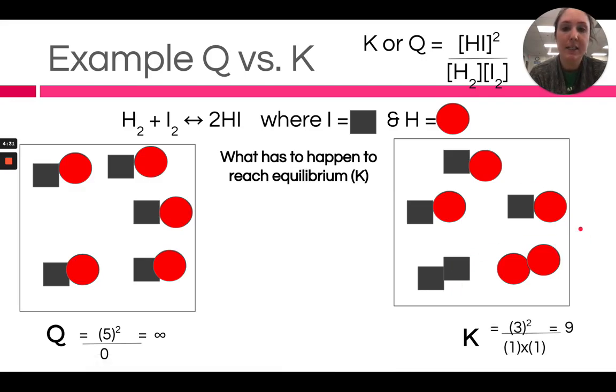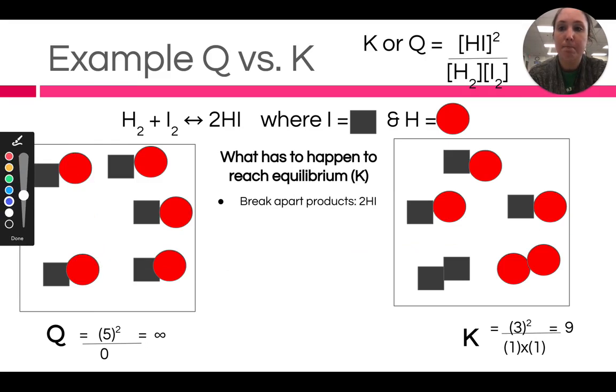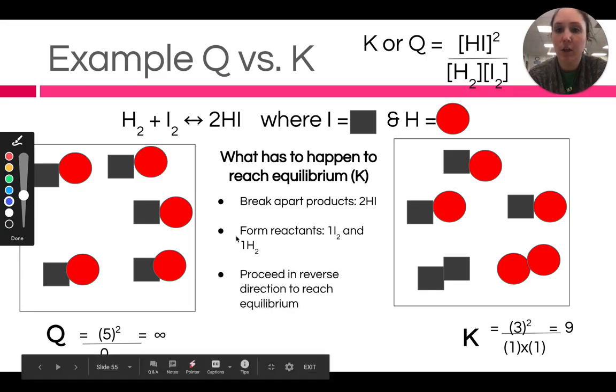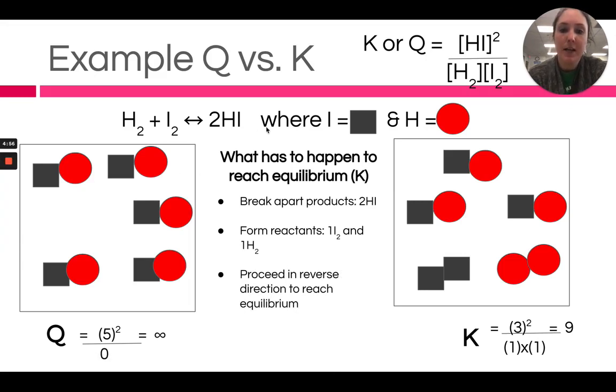So when I look at this again, to reach equilibrium, I need to break apart these products. So I need to break apart 1 and 2 of those products, and I need to form my reactants. So this one, in order to reach equilibrium, is going to have to proceed in the reverse direction. When this happens, that's when Q is bigger than K.